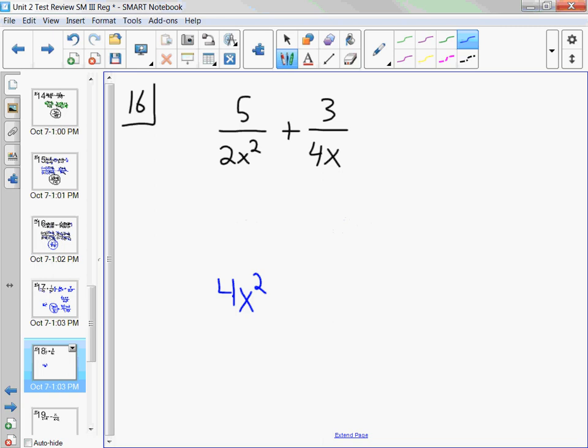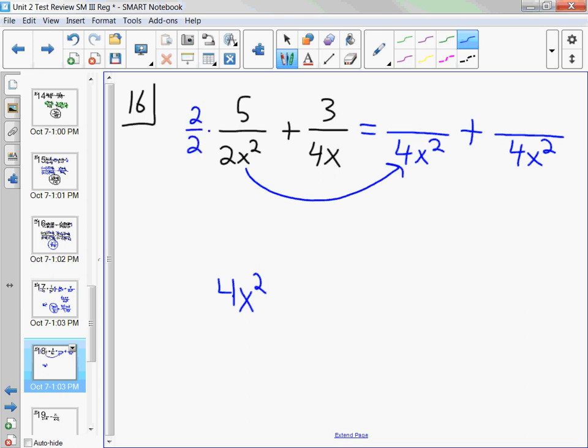So I am going to write my two fractions over here. My common denominator, 4x squared. And I'm going to ask myself, what did I times this 2x squared by to get that 4x squared? And the answer was 2. So I got to times by my special 1, 2 over 2. And what did I times this 4x by to get 4x squared? And the answer is x. So I times by my special 1, x.